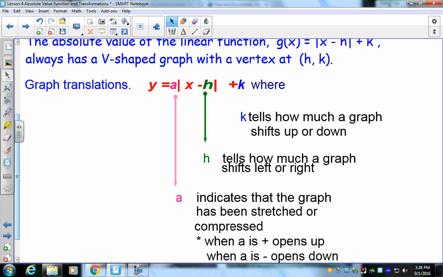The h on the inside tells you how much the graph shifts left or right in the unexpected direction. So if it's a negative number, you're actually moving to the right towards your positives. If it's a positive number, you're moving to the left towards your negatives. And the number being added or subtracted on the outside, the k, tells you how much it shifts up or down in the expected direction.